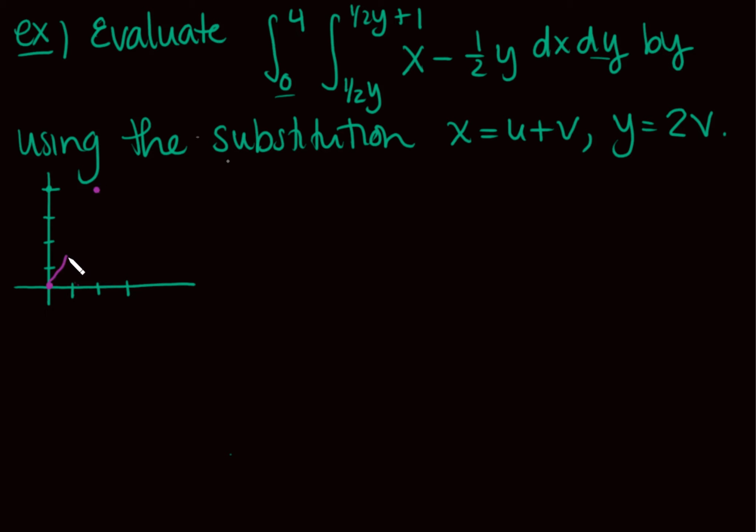So 1/2 y is going to be that line. And then 1/2 y plus 1 is basically going to be this line shifted over 1. But we can plug in the points just to make sure. If I plug in 0, I'm at 1. If I plug in 4, 1/2 of 4 is 2, and 2 plus 1 is 3. So at y equals 4, I'm over at x equals 3. Remember, I'm plugging in y values and finding x values. So this is my region R.